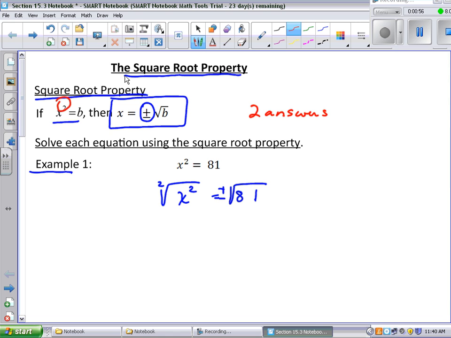So now when I do the square root of x squared, I will have x is equal to plus or minus, and the square root of 81 is 9. So my two answers will be 9 and negative 9.